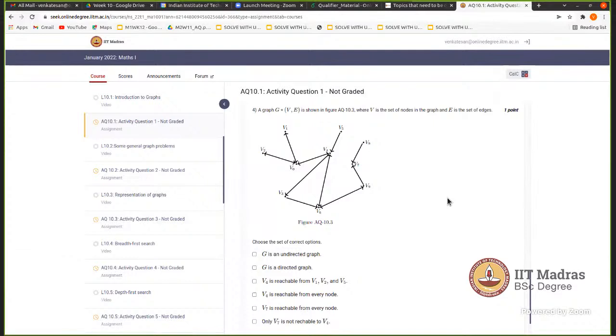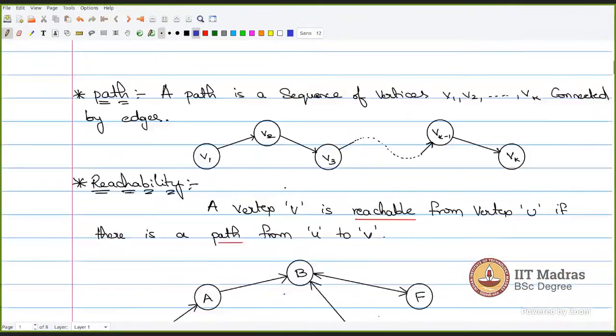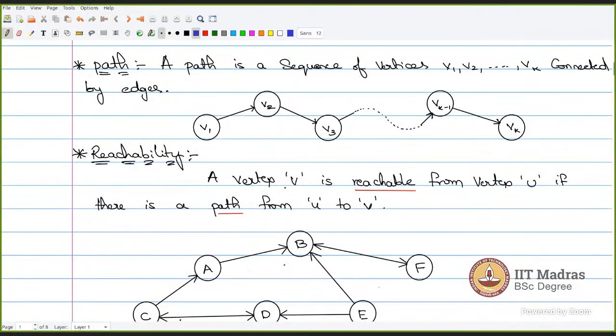If you are aware of what is reachability, I can answer you right away. Let me go back and start from there itself. Once I discuss this reachability, you will be able to do this, I hope. So let us start from where we left.